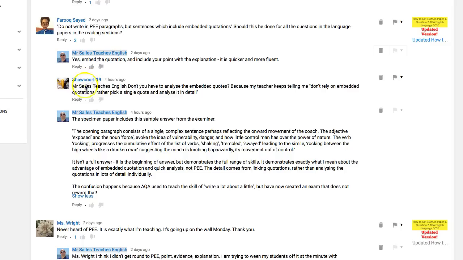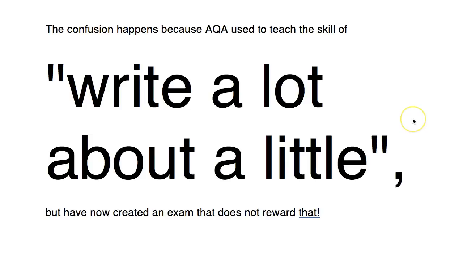And that's not to have a go at this teacher, because this is the advice that AQA used to give before the current exam. Write a lot about a little. And a lot of us went off and taught our students how to write in detail about their quotations. And that actually is a very useful English skill. But unfortunately, this exam does not reward that.